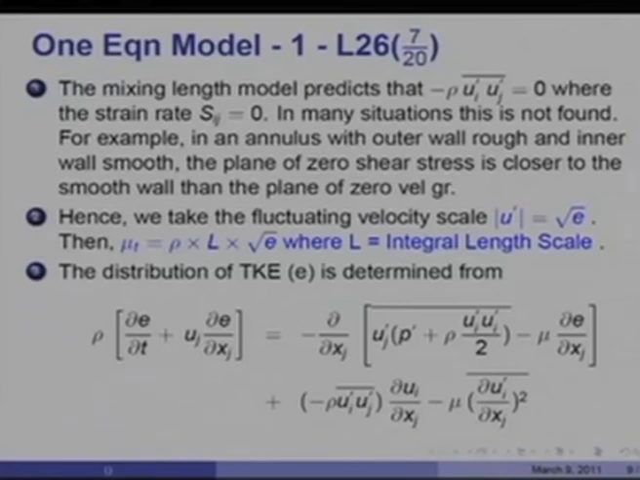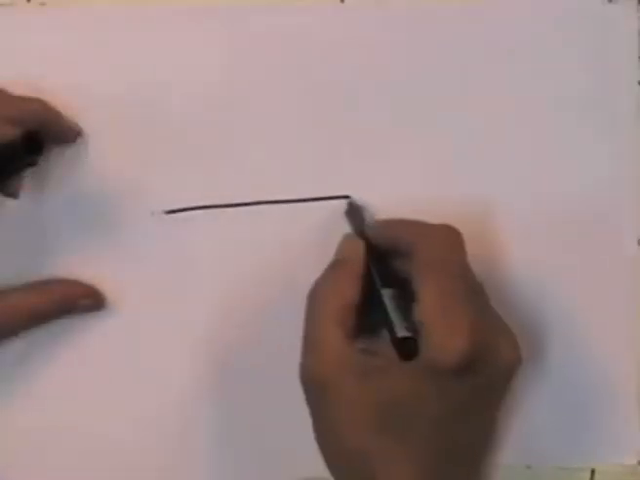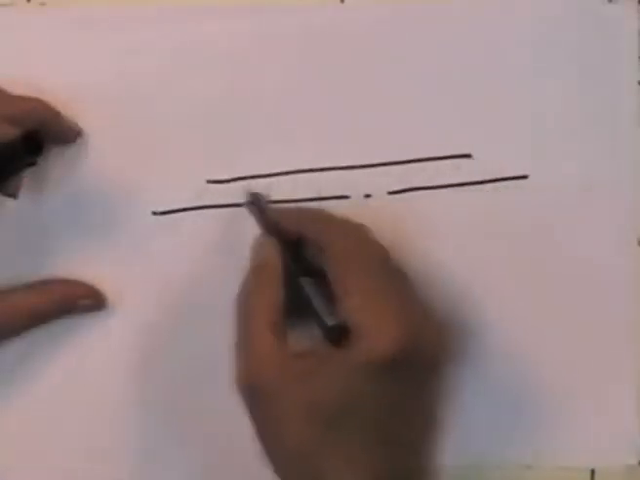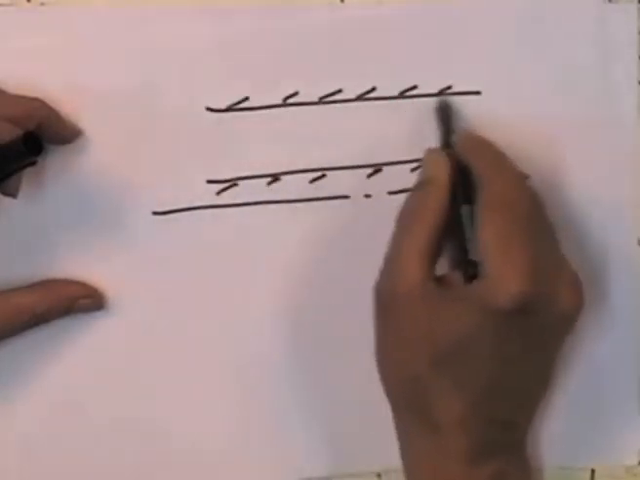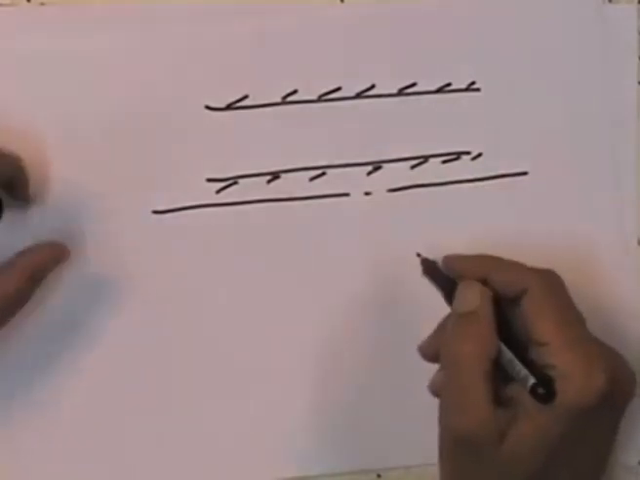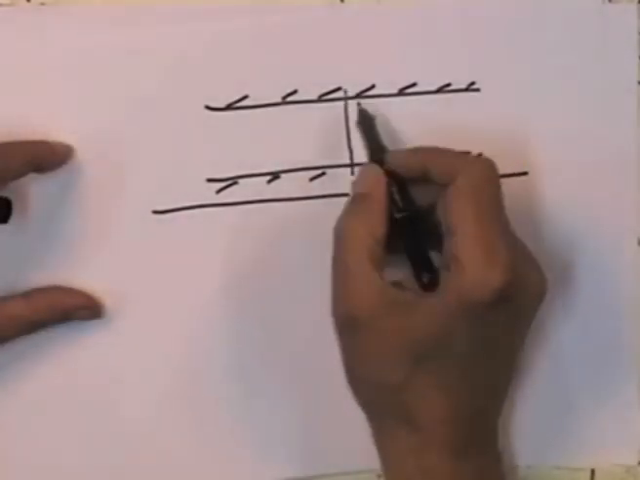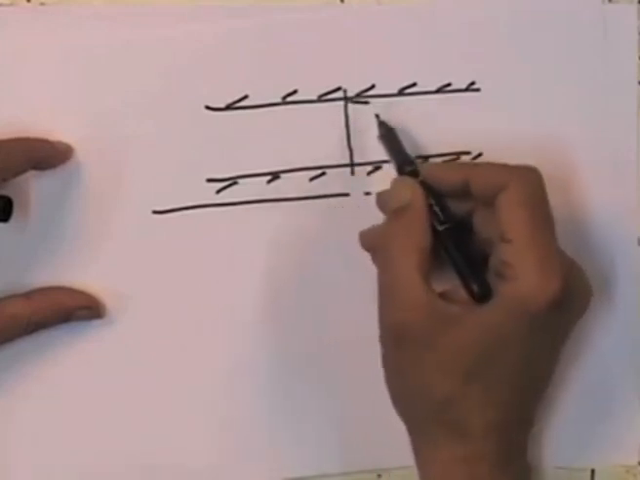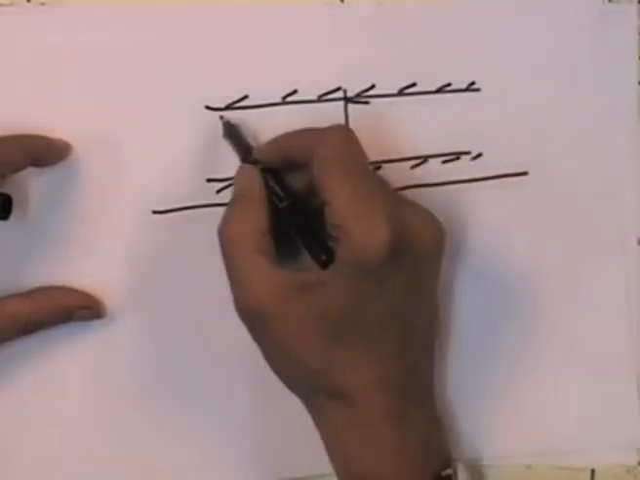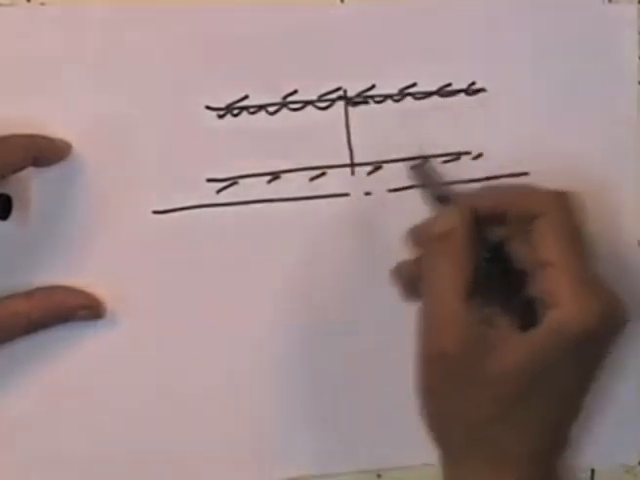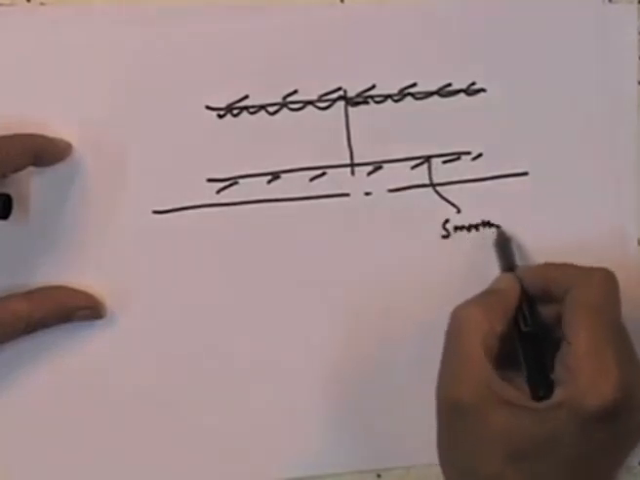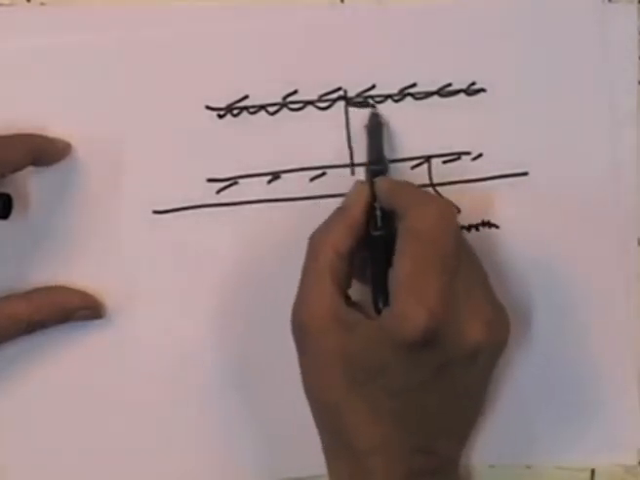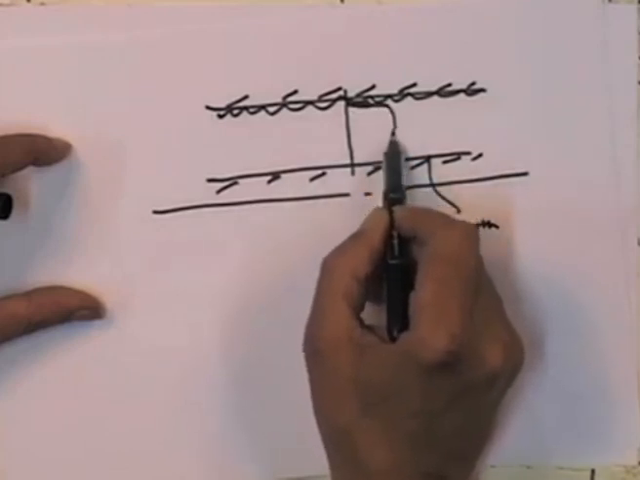For example, if I were to take the case of an annulus, let us say this is the inner wall and that is the outer wall, then we would have a velocity profile which will look something like this. Let us say the outer wall is rough and the inner wall is smooth. This is the smooth wall, and we would expect a velocity profile to be something of this variety.